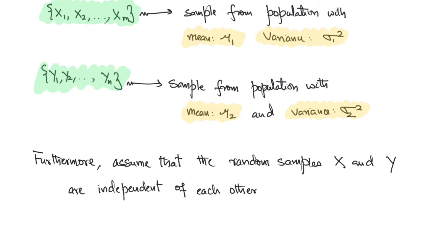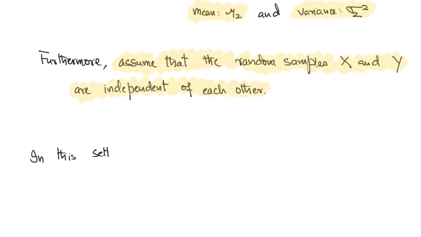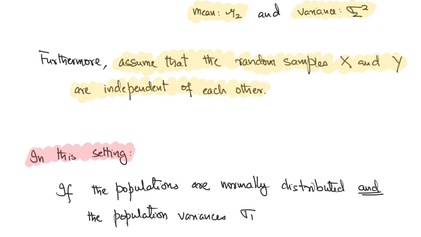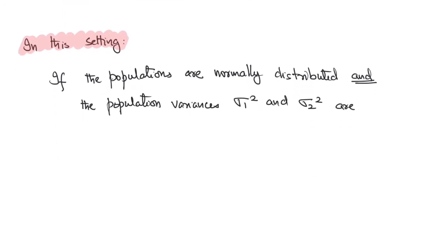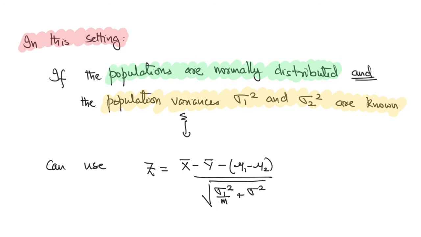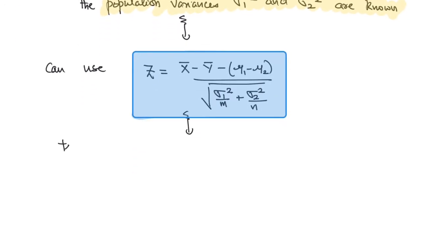When working in this setting, if the populations are normally distributed and the population variances, that is sigma 1 squared and sigma 2 squared, were known, then recall that we had used the z statistic defined as x bar minus y bar minus mu1 minus mu2 divided by the square root of sigma 1 squared over m plus sigma 2 squared over n.